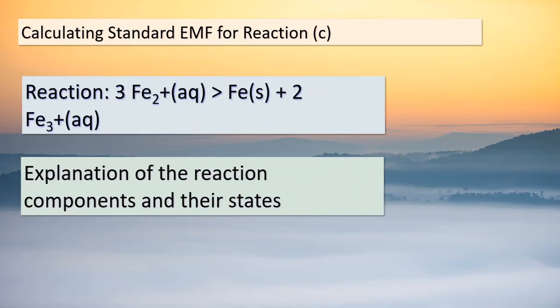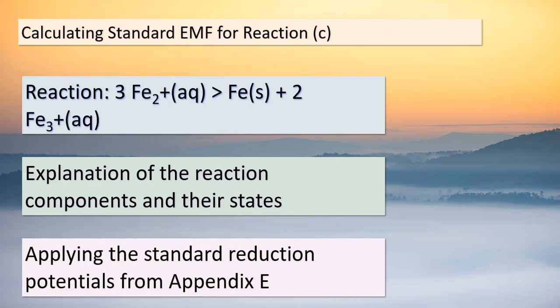Fantastic, dear students. Now, let's tackle the calculation of standard EMF for reaction C. In this case, we're dealing with a reaction involving iron ions and solid iron. By using the standard reduction potentials from Appendix E, we can determine the EMF and understand the energy changes that occur during this process.